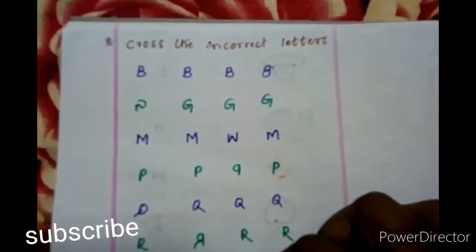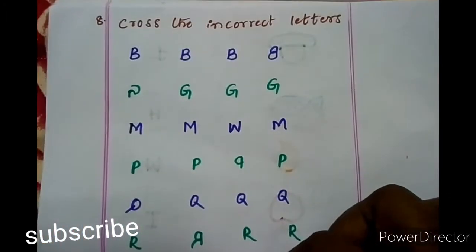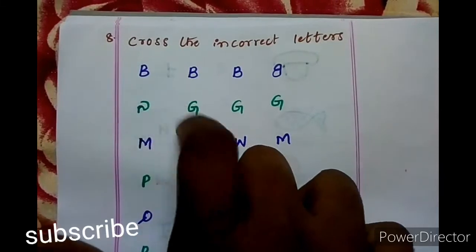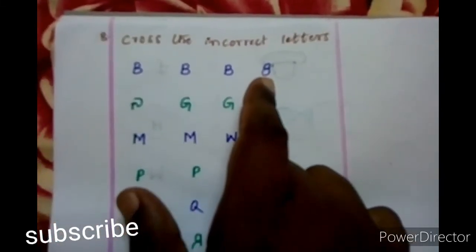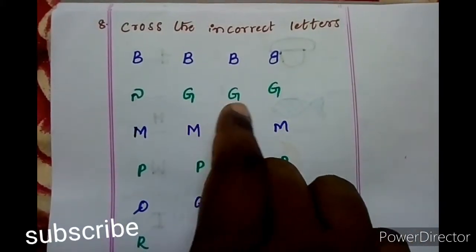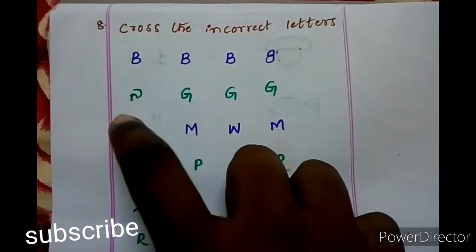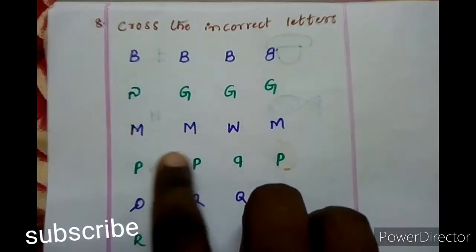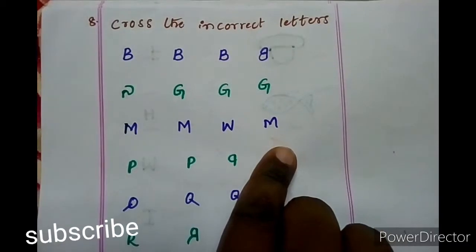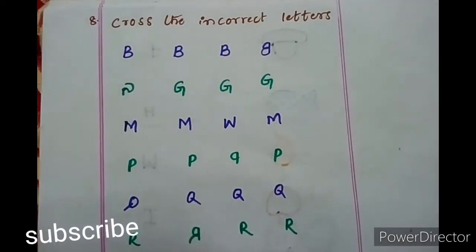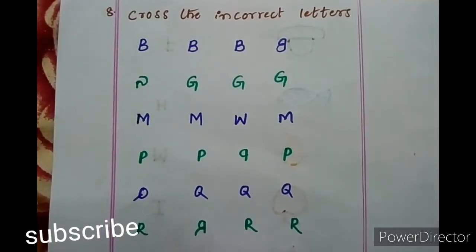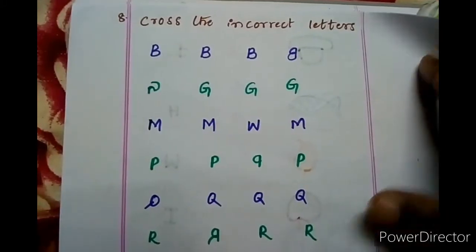Next comes what? Cross the incorrect letter. Incorrect letter. How the B will be? Yeah, capital B will be this side. Then what is wrong in this? Can you find it out? Yeah, this is wrong. Then G, how you will write the capital G? Which is wrong? You have to mark it cross. Okay. M, which is the odd one here? Yes. Then P, then Q, then R. Like this, you have to cross the incorrect one.